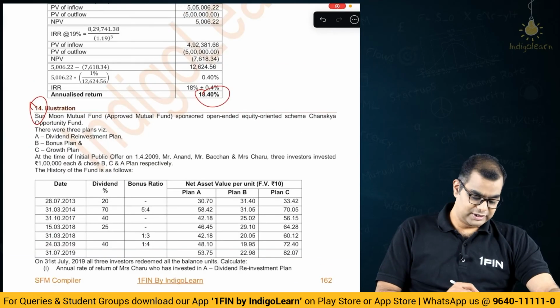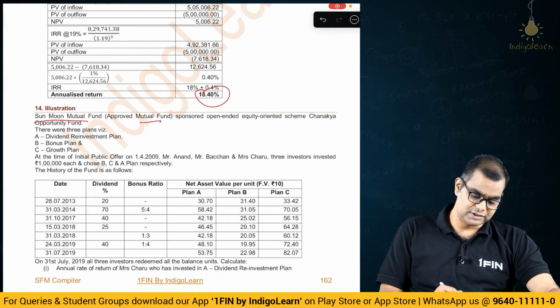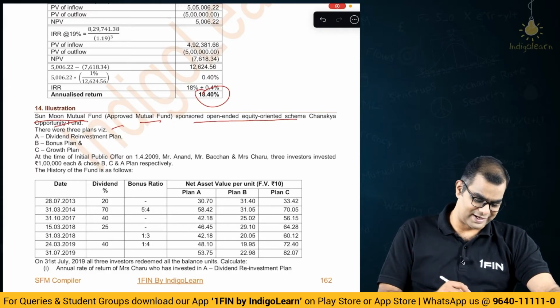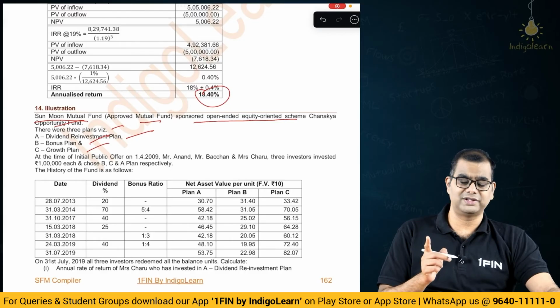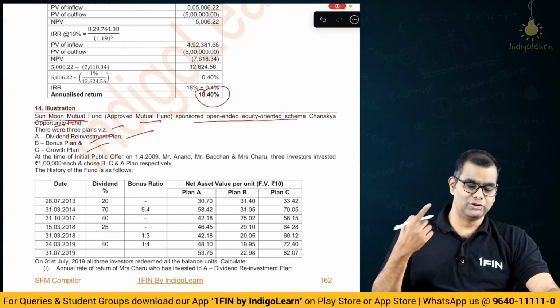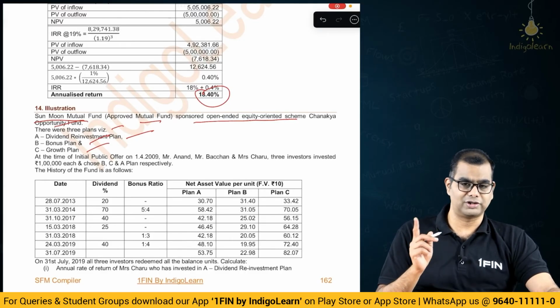Okay. So friends, now let us look at the next question. This is Sun Moon Mutual Fund. It's an approved mutual fund, sponsored open-ended equity program, Chanakya Opportunity Fund. In this fund, there are 3 plans. I don't know why they gave so much language. Dividend reinvestment plan, bonus plan and growth plan. You know the difference between dividend reinvestment and growth, right? In growth, unit count doesn't increase. In dividend reinvestment, unit count increases.